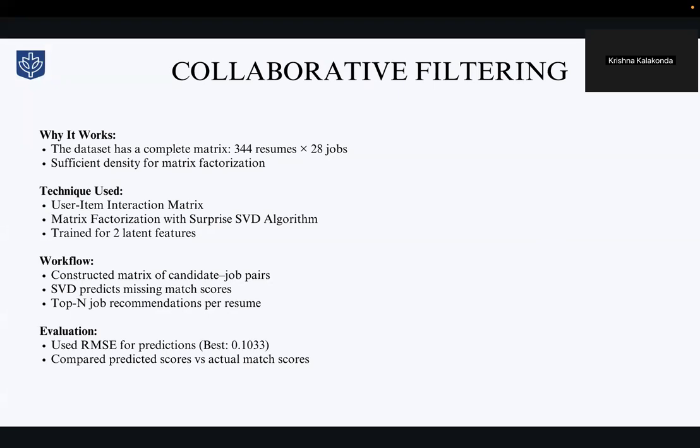So collaborative filtering was a basic recommendation technique that was taught in class. We were able to do collaborative filtering by preprocessing the data and then converting it to a utility matrix of 344 rows and 28 columns. And the data was sufficiently dense for us to do SVD. However, there were not many missing values, so we did not spend much time on predicting missing values.